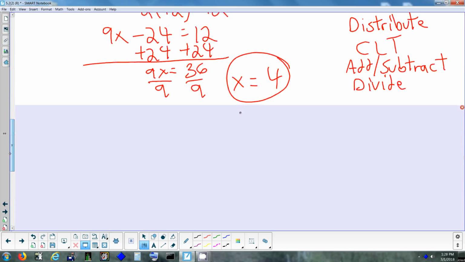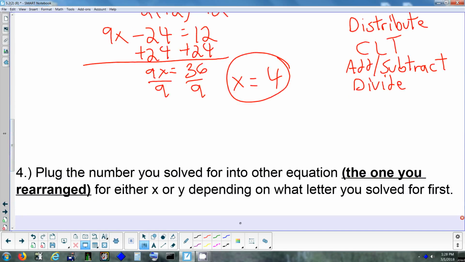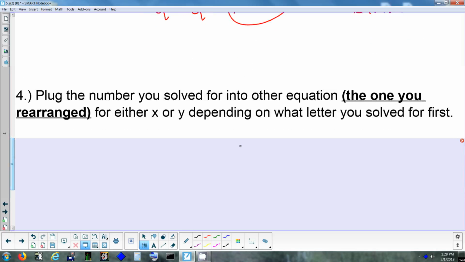Am I done? No. What are we going to do now? Sub 4 in for x. Plug in x to the other, right? Right, so the number you just solved for, we're going to plug it into the other equation, the one that we rearranged. We're going to plug the number we solved for into the other equation that we rearranged, for either X or Y, depending on what letter we solved for first.